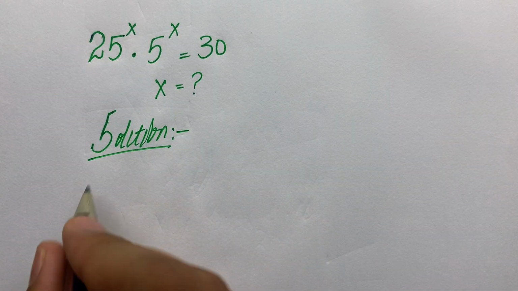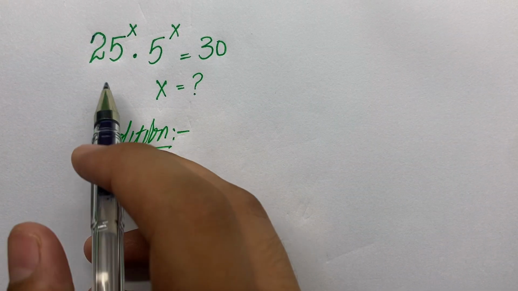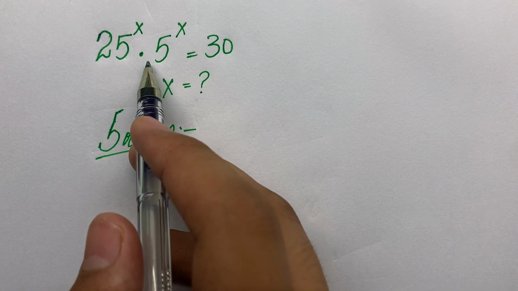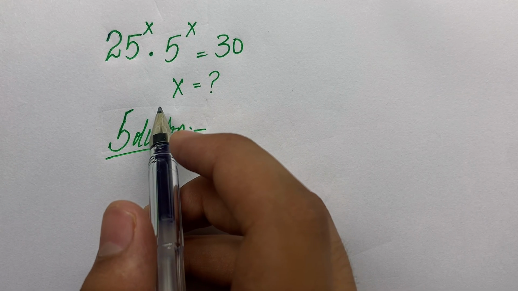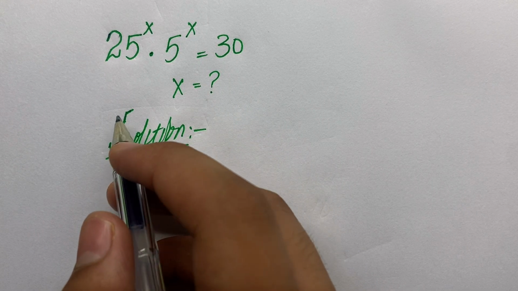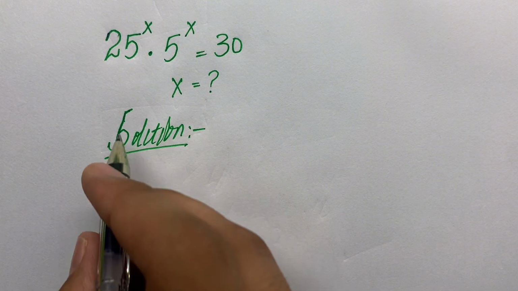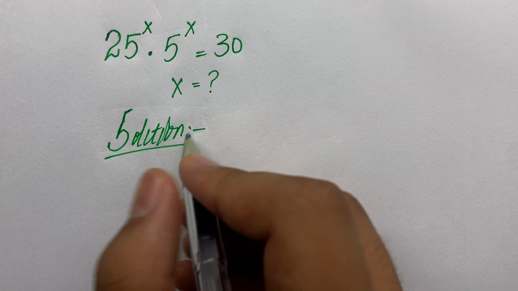Hello students, today we are solving a very interesting math problem: 25^x times 5^x is equal to 30. We are finding the value of x here. This is a very interesting math problem. Don't skip any part of the video.